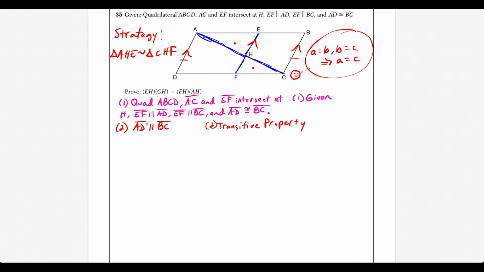So now that we've stated that the opposite sides of the quadrilateral are parallel, we've already established that the opposite sides here, AD and BC, are congruent. So now we could state that ABCD is a parallelogram because it has one pair of opposite sides that are both parallel and congruent.